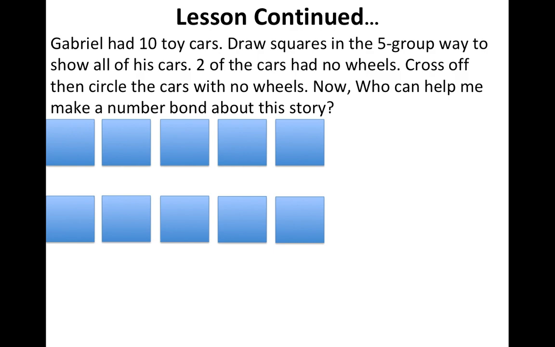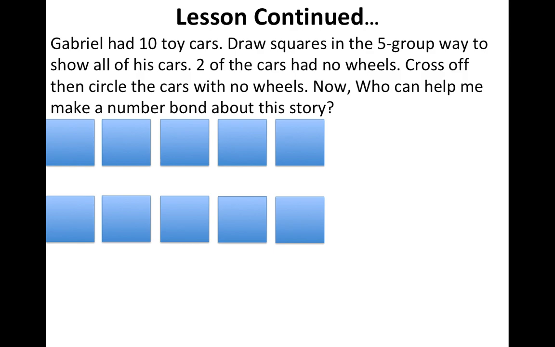So I drew squares to represent the 10 cars, right? And I did it in 5 group ways. I have 5 at the top, 5 at the bottom. So the next part of the story is 2 of his cars had no wheels. So if you drew the cars, you can erase the wheels of the 2 cars, right? Cross off and then circle the cars with no wheels.